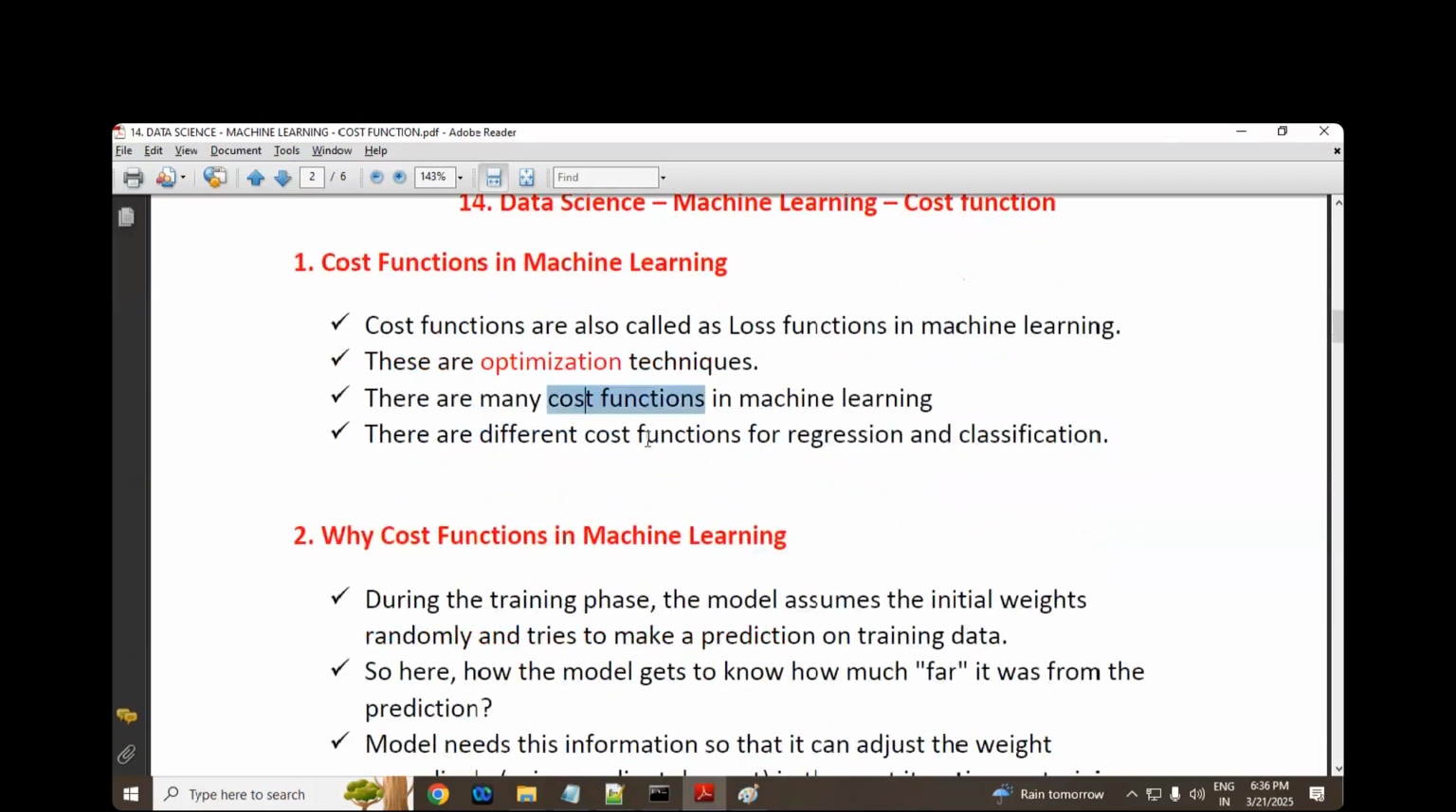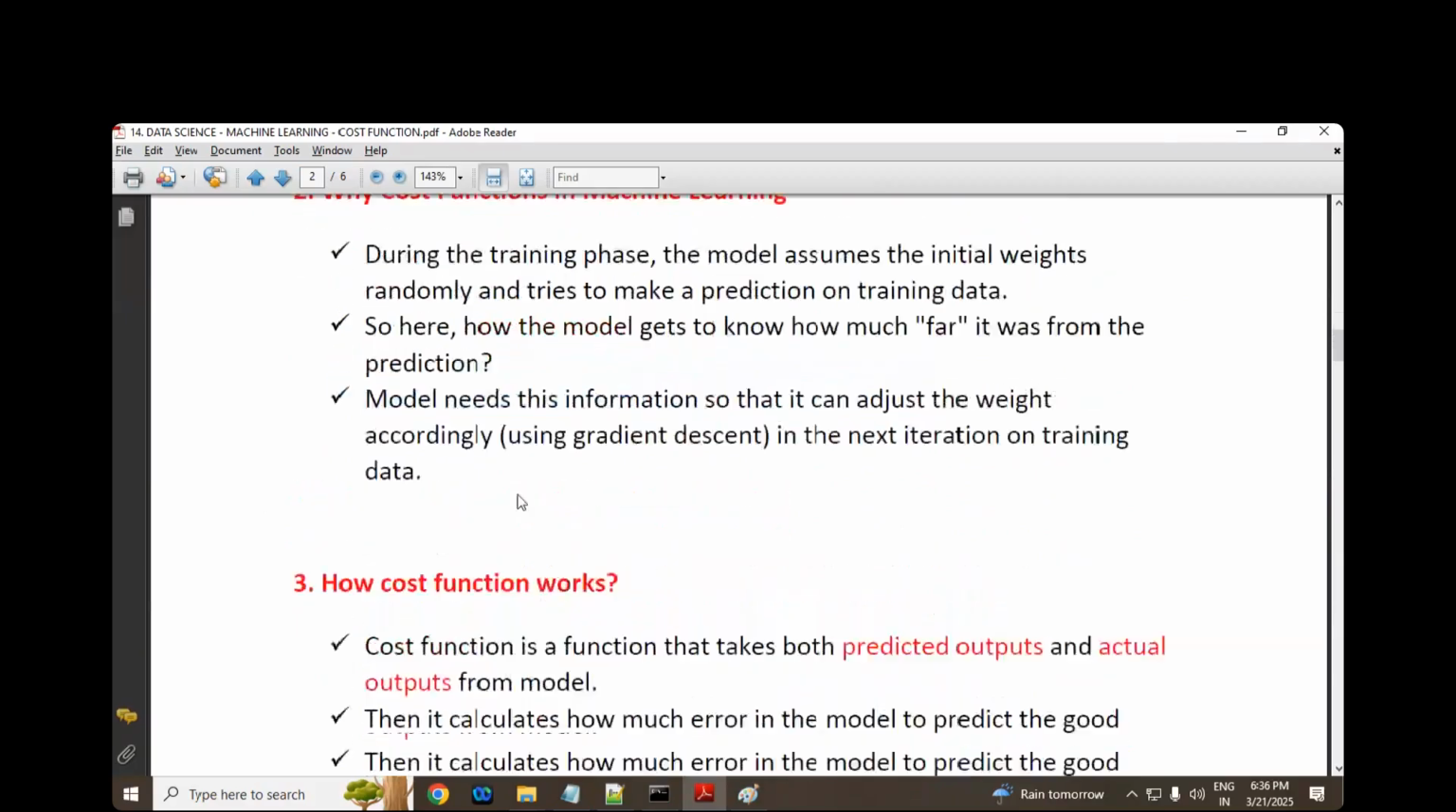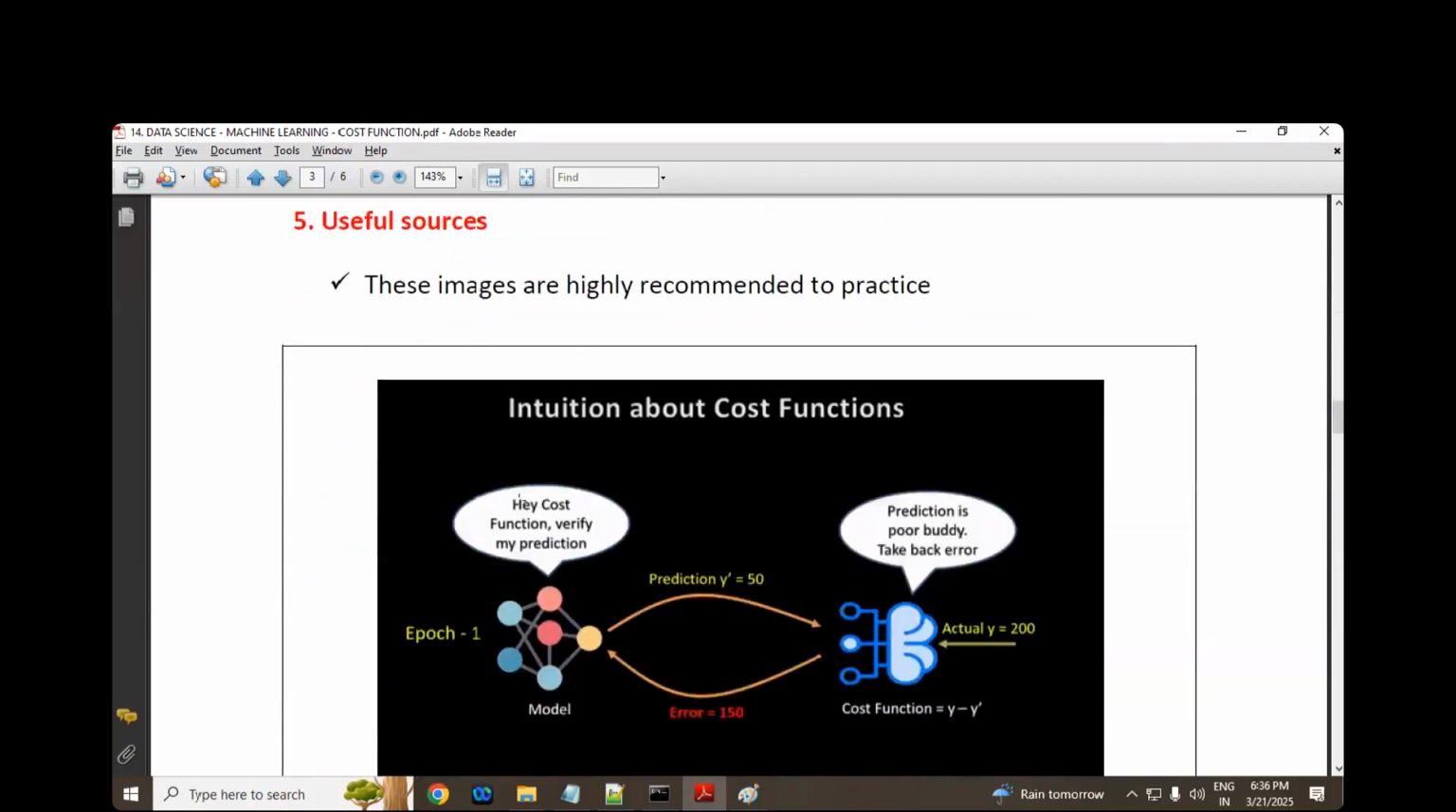These are all theory. I will just try to read. Hold on. Yeah, I told you right. These images are highly recommended. You have to look at the images very carefully.